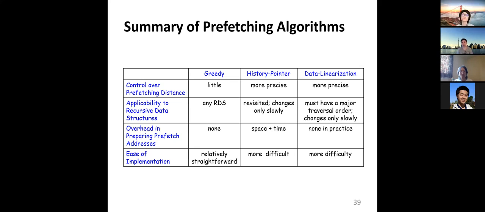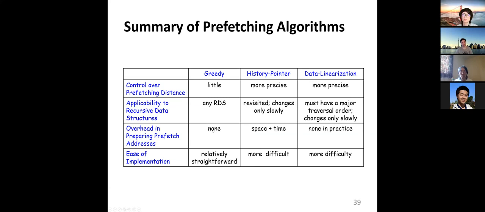History pointer only works when the traversal and the graph is revisited and the graph itself changes very slowly over time. The data linearization is even more restricted. It not only has to be revisited, it has to have a dominant major traversal order. Why is that important? In the previous one, you can have two different traversal orders and adjust to them. Here, you're really going to linearize the data structure. You're not going to keep reshuffling all the data all the time, right? It's too costly, right? So you're only going to do it if you have a major traversal order, and the same, it has to change slowly.